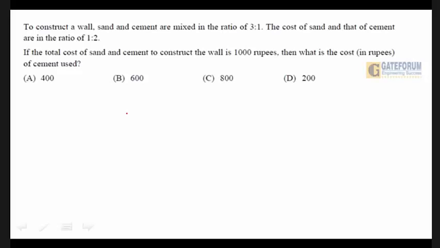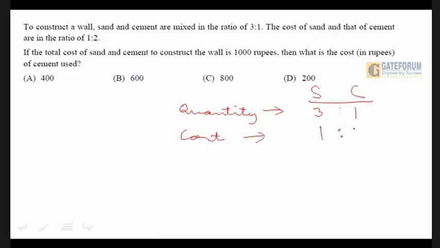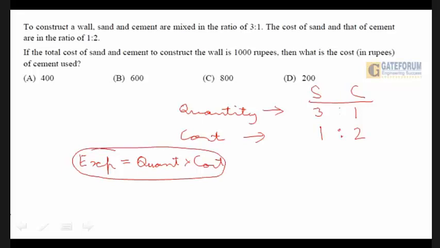Okay. See, regarding the quantity, what is the ratio of sand and cement? See, the ratio is 3:1. Now regarding the cost, what is the ratio? 1:2. So I know that expense is nothing but quantity into cost, right? We all understand this. So if I am to find out the ratio of the expense, I'll say very simple: 3 into 1 is to 1 into 2, which is equal to 3 is to 2.